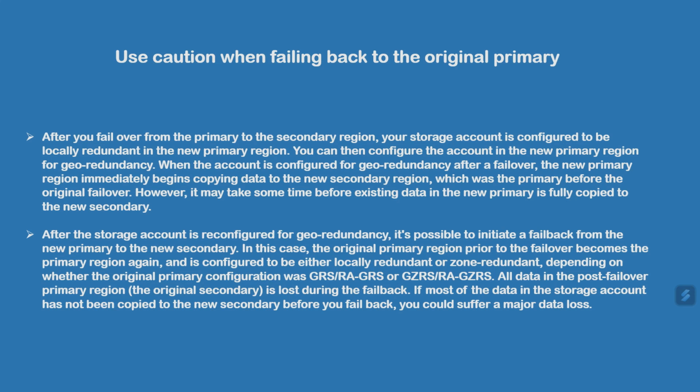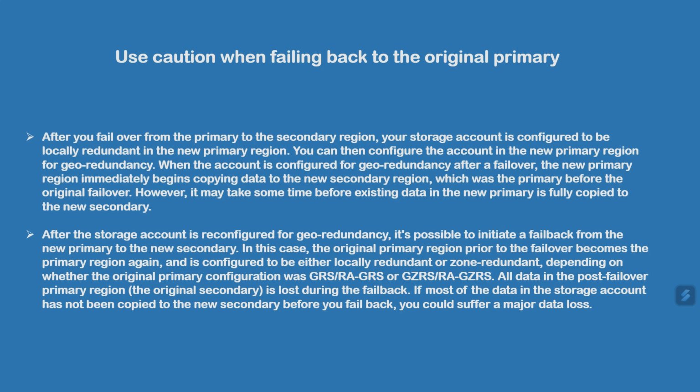When the account is configured for GRS after failover, the new primary region immediately begins copying data to the new secondary region. So when you are enabling geo redundancy for an LRS account, it is usual that the data will again be replicated to the new secondary region. This new secondary region was the primary before the original failover took place. However, it may take some time before existing data in the new primary is fully copied to the new secondary.